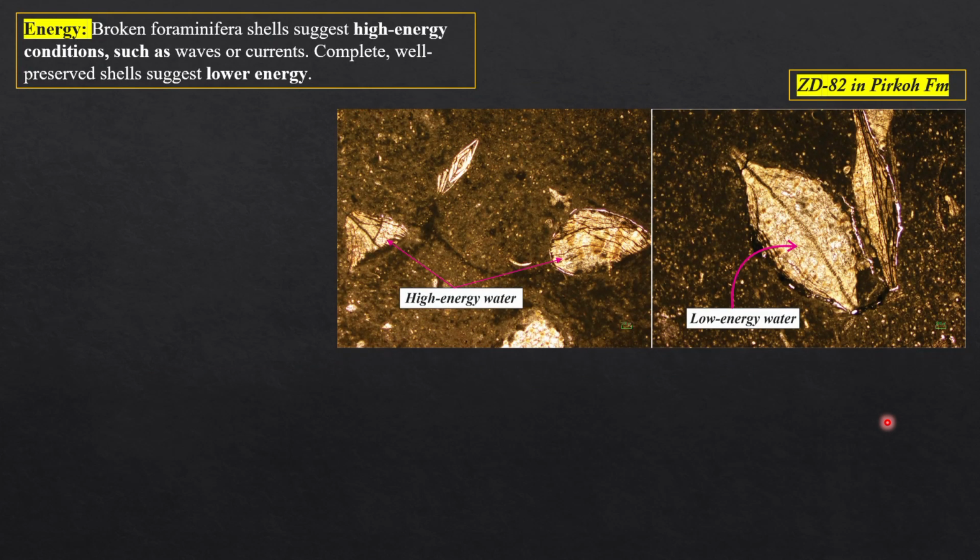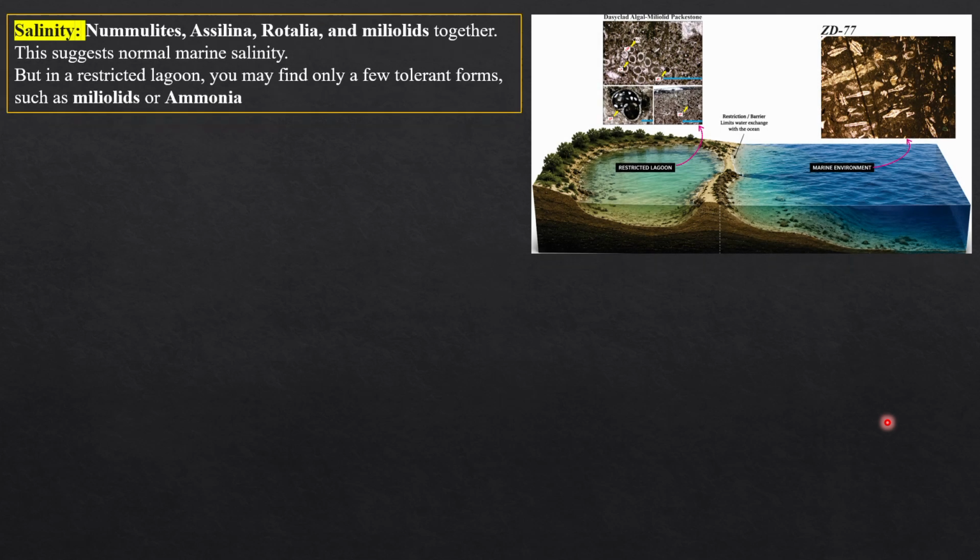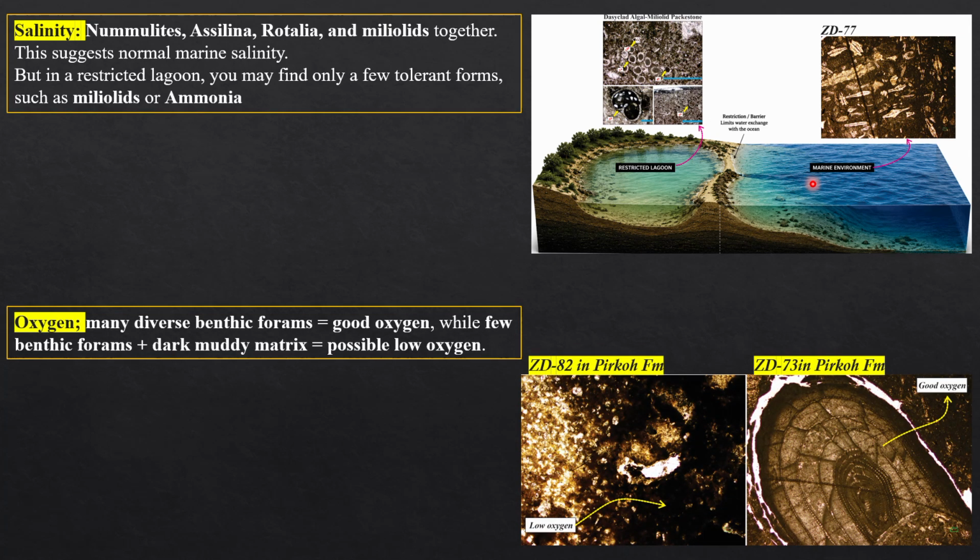Energy is also shown. For example, broken fragments show a high-energy setting, or you can see the grainstone, which also shows high-energy conditions. For salinity, if you see miliolids, it shows a lagoon environment with high salinity. When you see the LBF, it shows a marine environment, mostly the inner shelf and outer shelf. For oxygen, whenever you see black, it is poor sorting, poor oxygen, pyritization, in which you see LBF like nummulites. In the transverse section, you can see good oxygen. So oxygen is also shown by the forams.